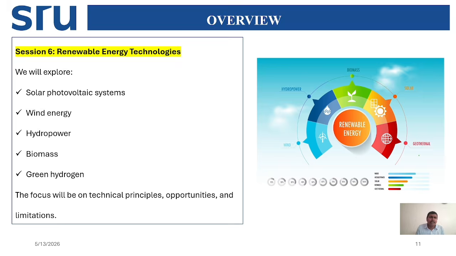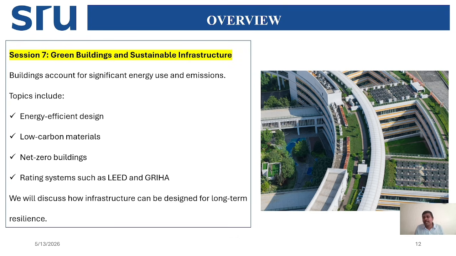Next session is about green building and sustainable infrastructure. As we know, we are very familiar with the SDGs. I will discuss in the first session what the SDG goals are. But before that, this overview is about session number seven, green buildings and sustainable infrastructure. Buildings account for significant energy use and emissions. We know that whenever we manufacture infrastructure, energy consumption is very high, like electricity, maybe due to heating and lighting.